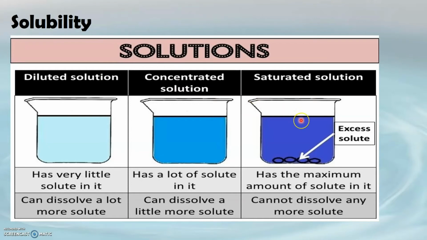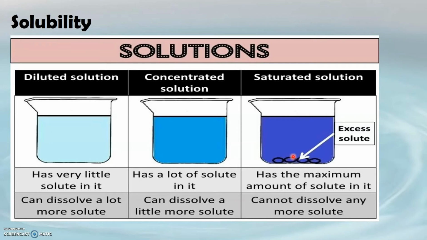But in case of a saturated solution, the solvent already has the maximum amount of solute dissolved in it. That is why, if you add extra solute into that solvent, it is not able to dissolve the extra amount, and this solute will settle at the bottom, like you see here in the picture. So a saturated solution has the maximum amount of solute dissolved in the solvent. If you add extra solute into it, it is not able to dissolve any more.